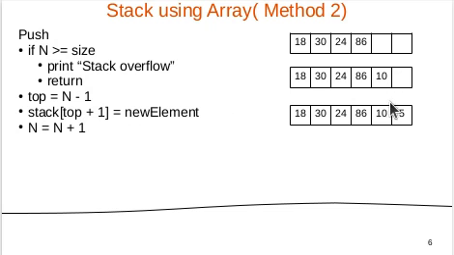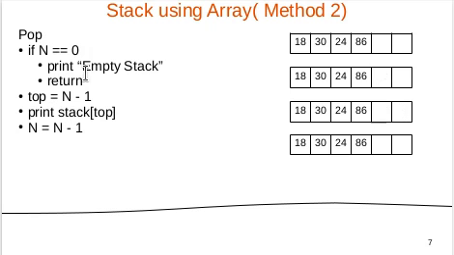Now when we enter another item, we have to enter in this position, and then the number of elements in the stack is 6, so it will be greater than or equal to size 6, so it will print stack overflow. So this way we can insert an item at this position. So in method 2, when we are inserting in this position, we have to delete from this position.